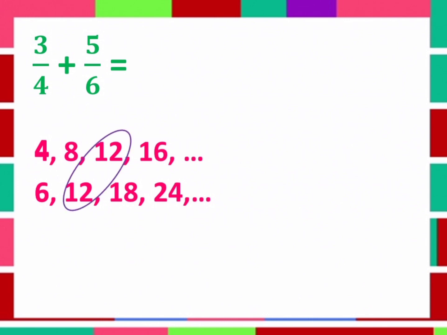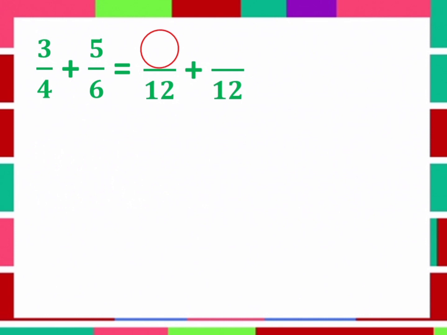So now we use 12 as the new denominator of our fractions. How can we get the numerator? So to get the numerator in this fraction, 12 divided by 4 is equal to 3. And 3 times 3 is equal to 9. And in the second fraction, we do the same process. 12 divided by 6 is equal to 2. Times 5 is equal to 10.